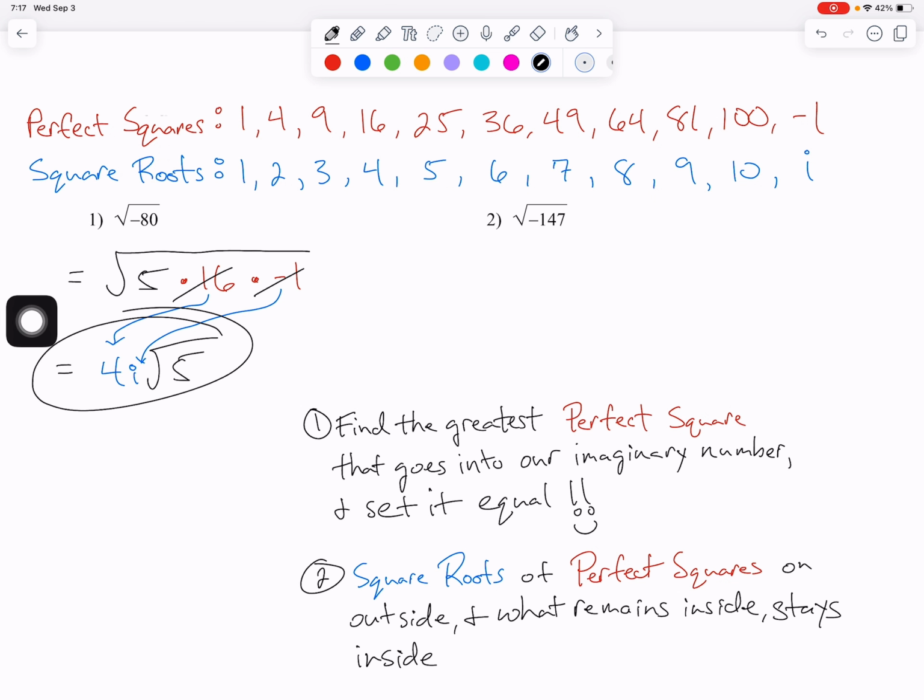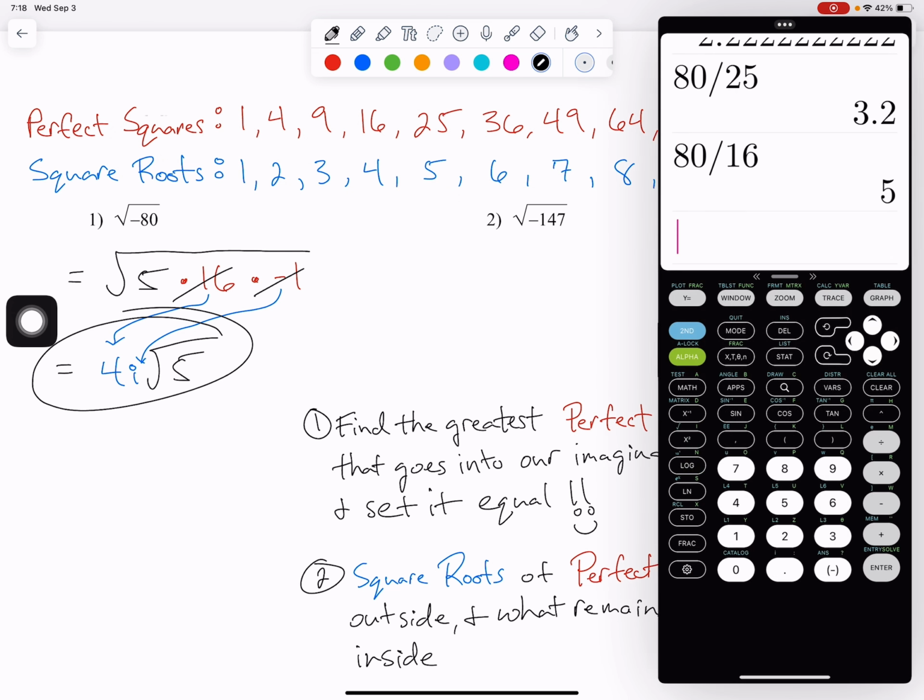All right, number 2, don't frown. Don't be blue. It's all happy from here. So number 2, the square root of negative 147. 147 is not a perfect square because I know 12 times 12 is 144 and 13 times 13 is 169, and that's not going to work. So let's just say we're uncertain.